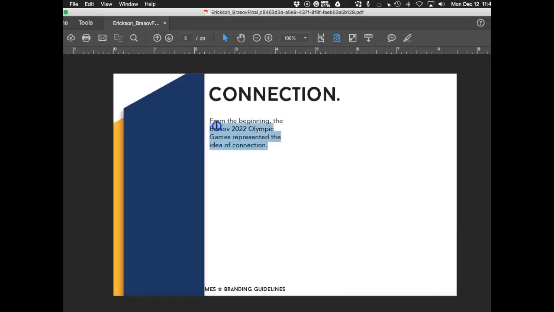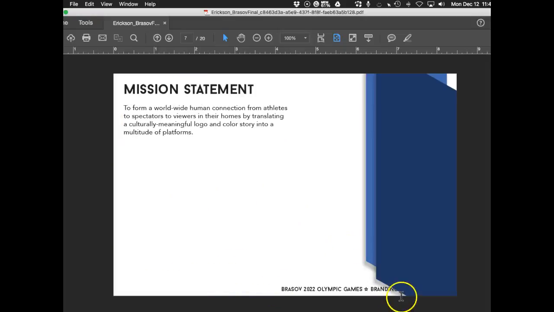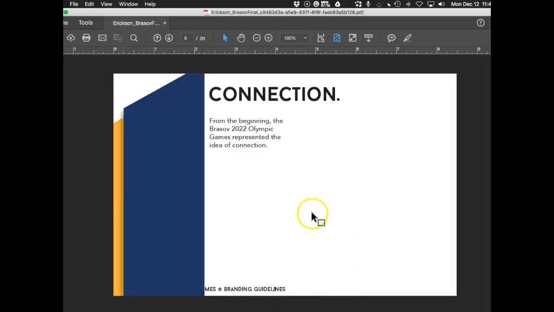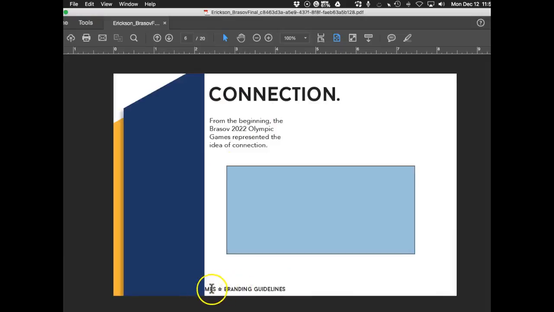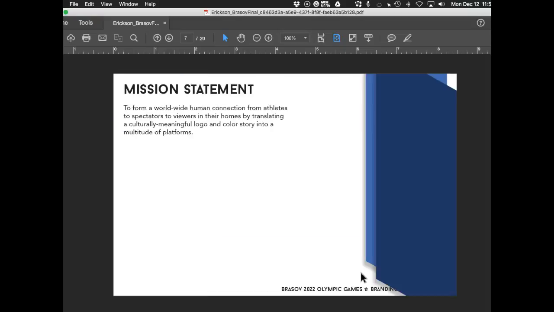Connection. I'm not real sure what this page is, connection. It just doesn't show anything. You've got a period on something that's not a sentence, so that's typographically inconsistent. Right here, I'm not real sure what that is. I'm just kind of lost on this page. There's nothing here. I don't know what the intent of this page is, and it just says MES branding guidelines. So again, just really super confused.